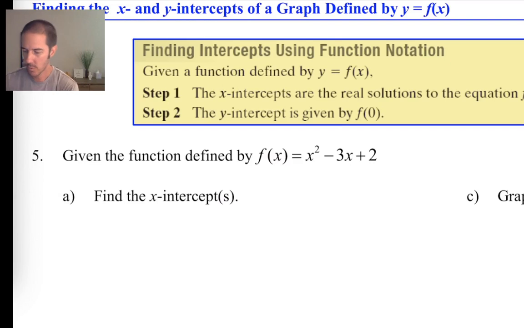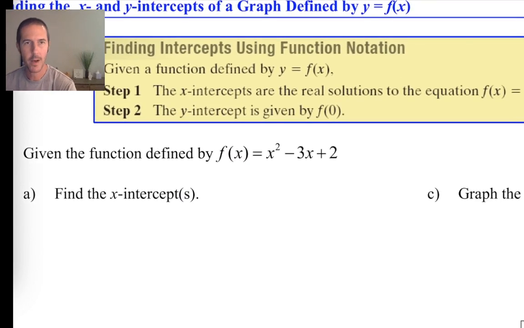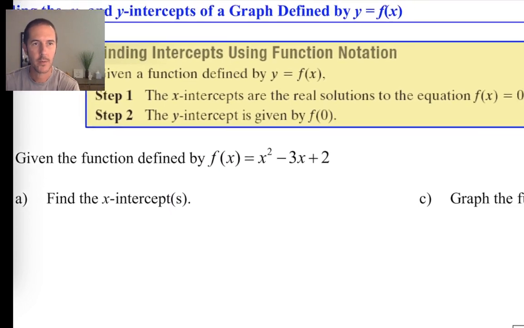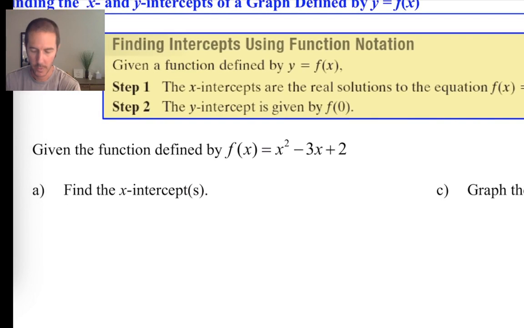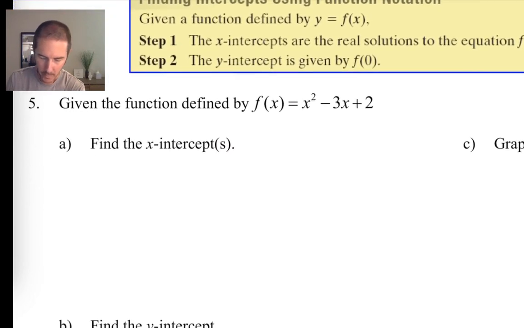The first request is that we find the x-intercepts, and this yellow box at the top of the screen tells us that in order to find x-intercepts, we need to set our equation or our function equal to 0. So let's do that. We've got x squared minus 3x plus 2 is equal to 0.